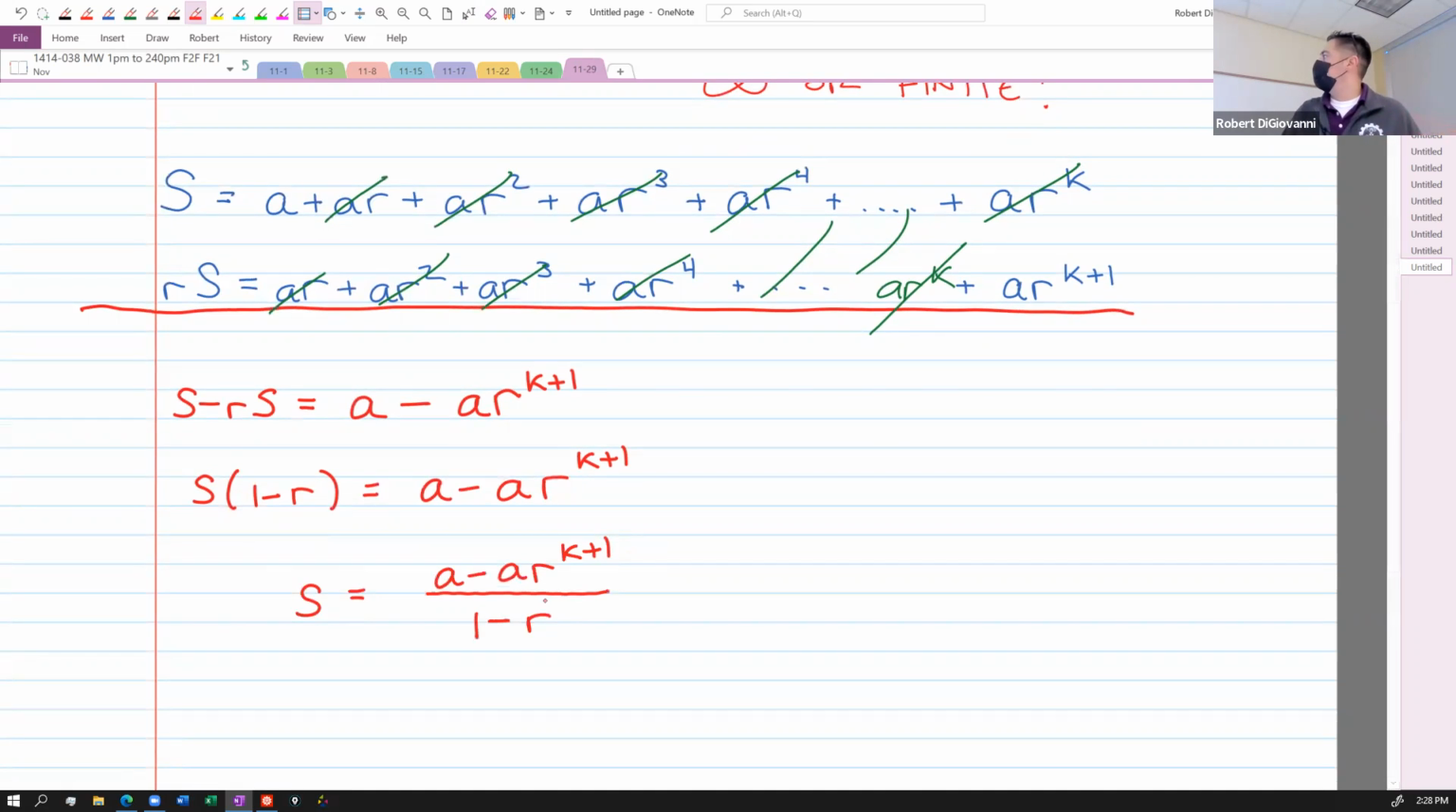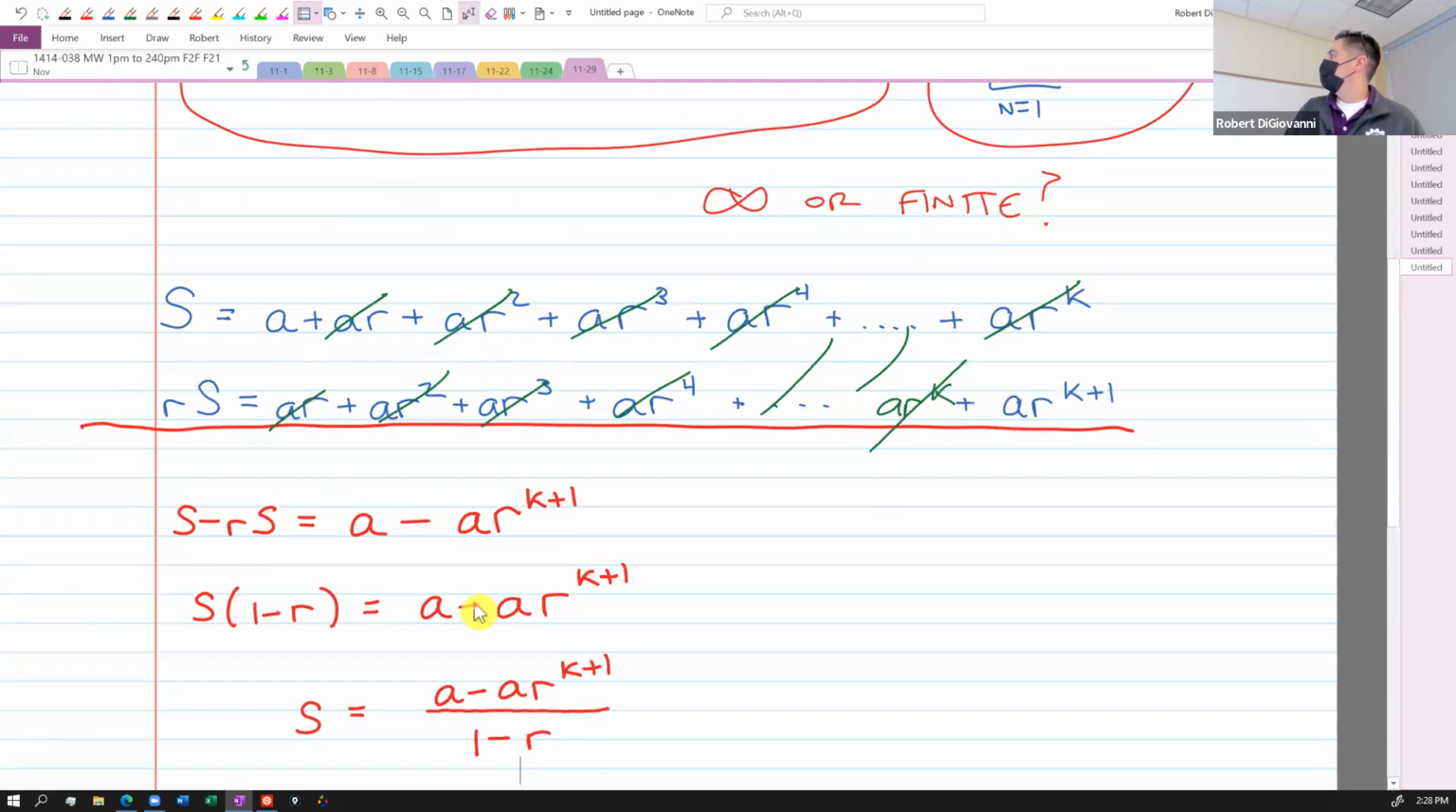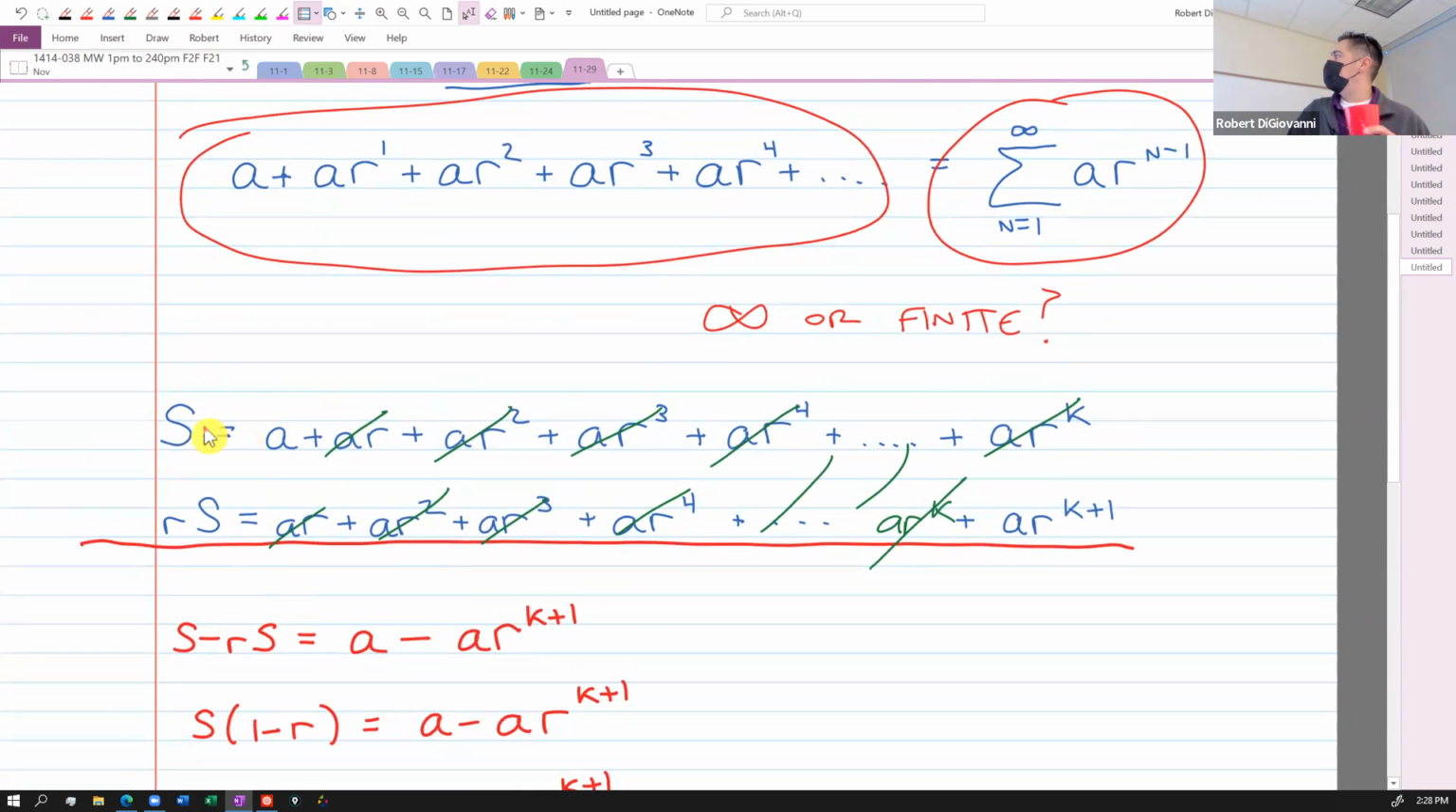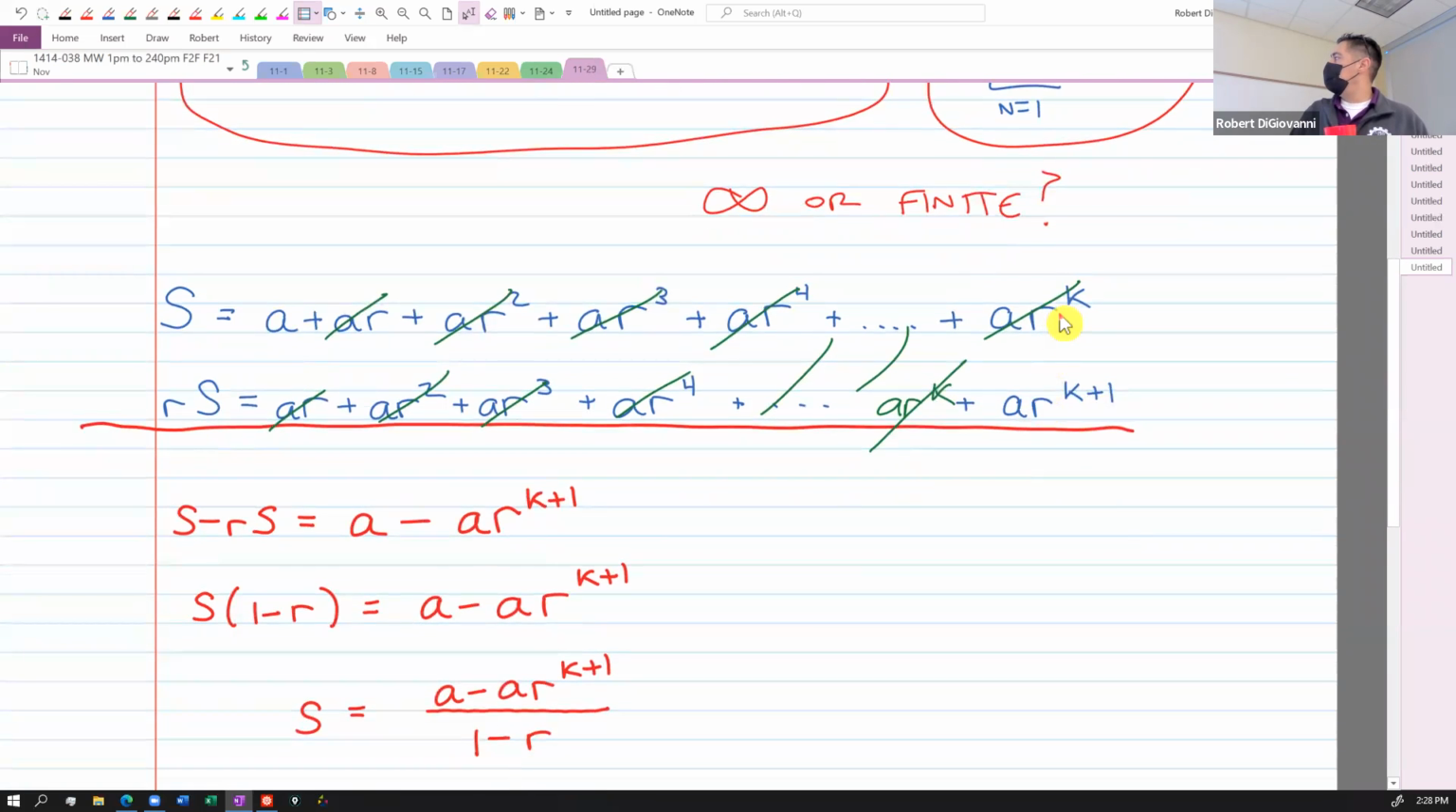So look, earlier I said S is what happens if you add up the first K terms, right? S is what you get when you add up the first K terms. What I'd like to know now is what would happen if I let K get huge, right? Because think about this. The bigger K gets, the further out this sum goes, right? And I want to go forever.